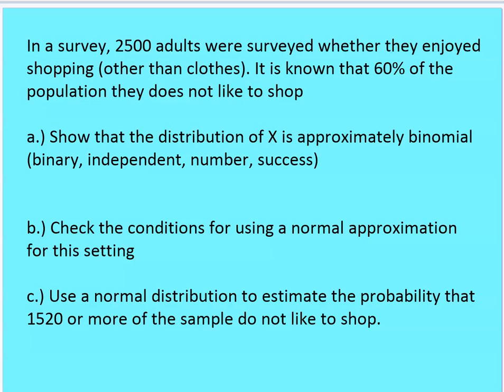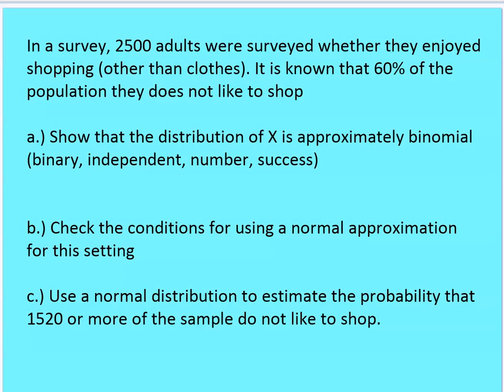So in a survey of 2,500 adults, they were asked whether they enjoyed shopping. It's known that 60% of the population does not like to shop. So show that the distribution of x is approximately binomial: binary, independent, number of successes. Now, if it's not independent, then you have to show that the sample size is less than or equal to 1/10 of the population. But if it is independent, you don't have to worry about it.